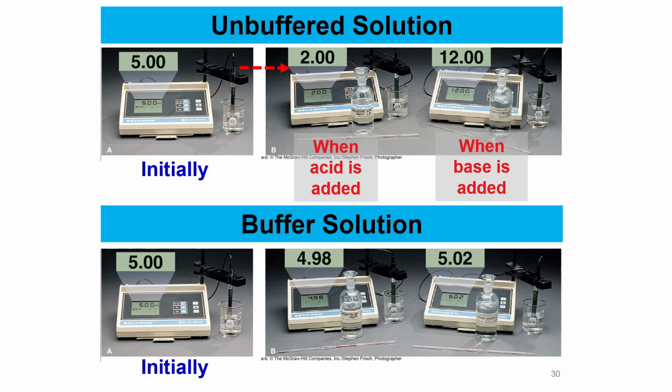Okay, right. So kalau kita masukkan buffer, okay, initially pH dia adalah 5. When we add some acid, it will drop to 4.8, sangat sedikit. And then when we add NaOH ataupun base, it will increase dalam kadar yang sangat sedikit.